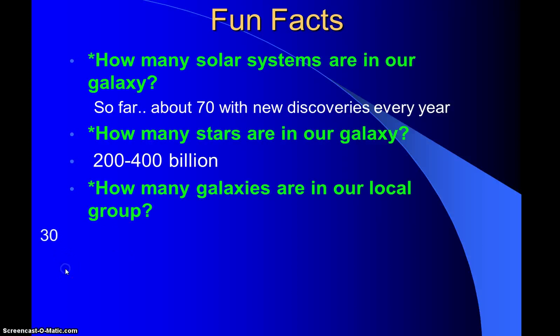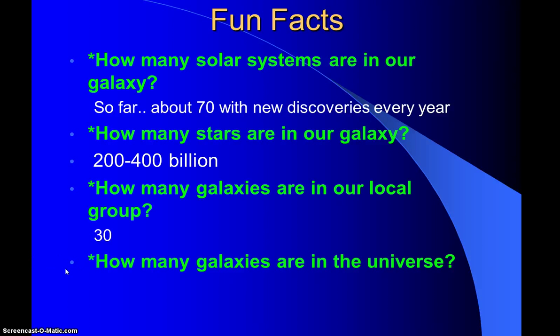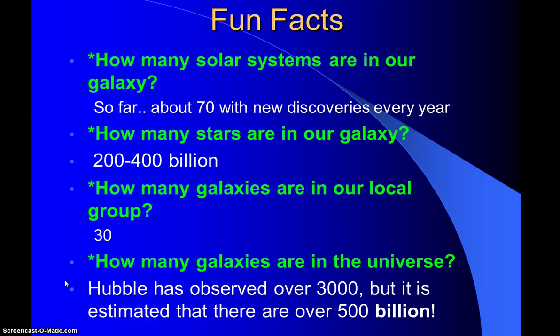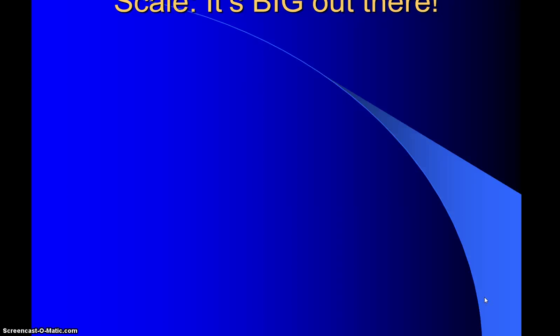How many galaxies are in our local group? Remember our little neighborhood? There are 30, including Andromeda, which is ginormous. How many galaxies are in the universe? Hubble has observed over 3,000, but it's estimated that there are over 500 billion. That's crazy. Hubble hasn't looked at every space yet, so that's why the satellite's only seen 3,000. But from what it has seen in the area that it's looked at, if we extrapolate that out, it's over 500 billion. You guys, remember galaxies are billions of stars. So if there's over 500 billion galaxies, it's big out there.